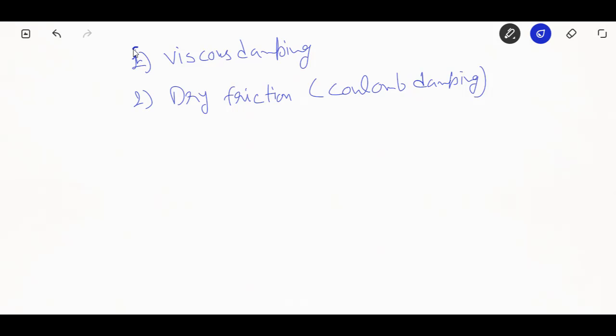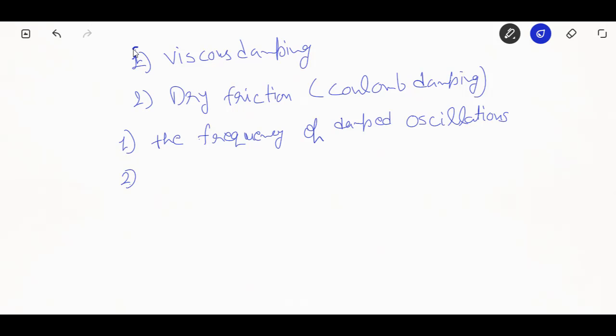As an engineer or vibration analyst, we are only interested in two aspects, and these two aspects are common to all kinds of damping. The first aspect is the frequency of damped oscillation.